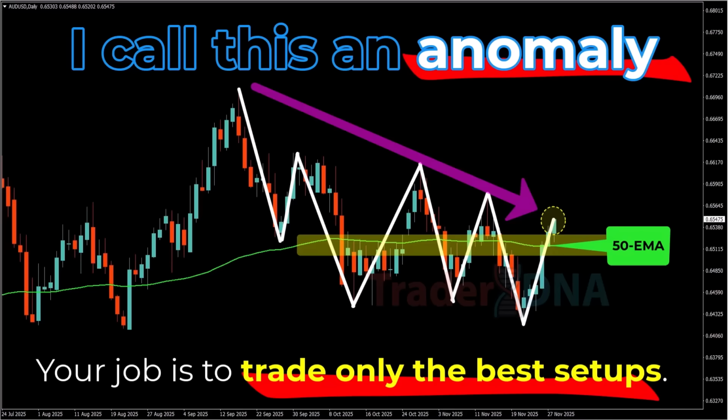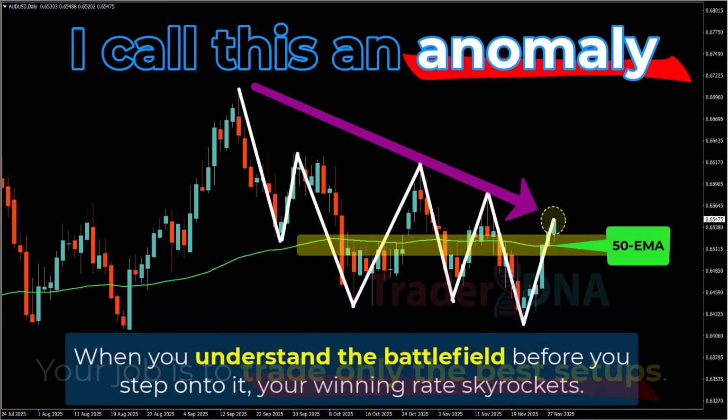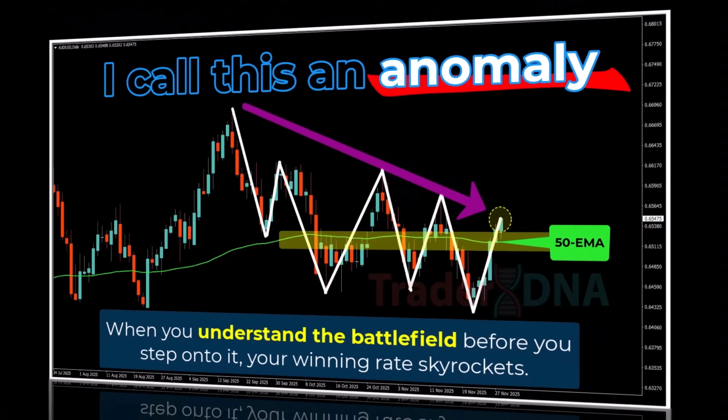And once you've mastered identifying the conditions, you can use any pattern, price patterns, candlestick patterns, combinations of both, as long as they appear inside the key value areas, backed by structure, trend, momentum, and all the technical factors we're using here. There are even more advanced nuances I wish I could break down for you, but we'd need a whole separate video just for that. The point is, when you understand the battlefield before you step onto it, your winning rate skyrockets.